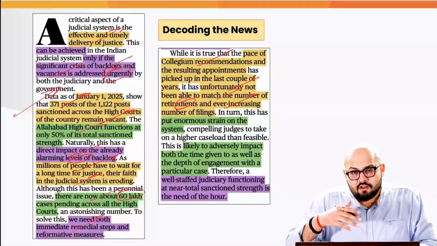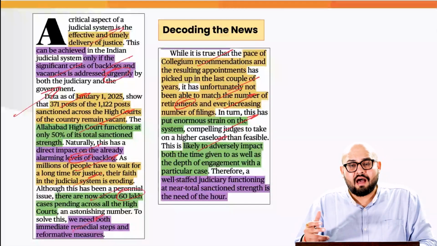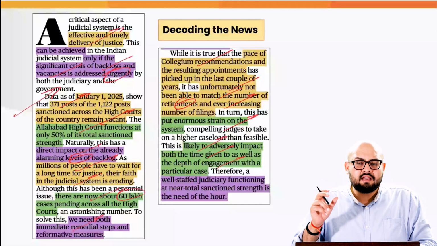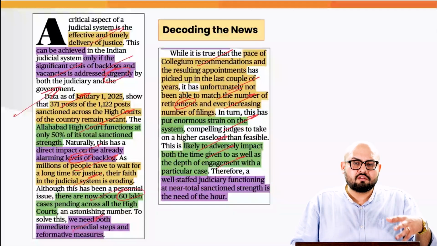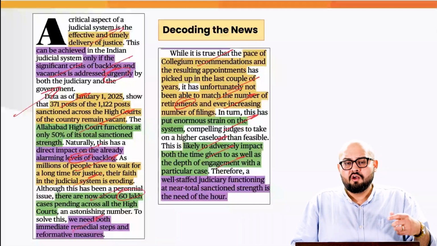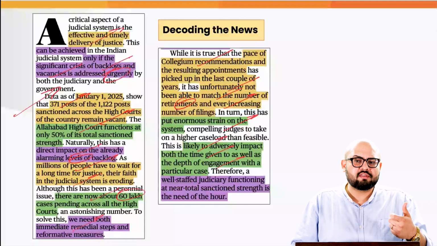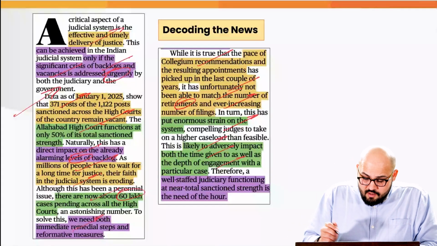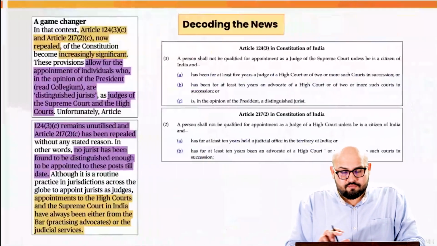Now, this has put enormous strain on the overall judicial system, and is likely to have an adverse impact on both the time given as well as the depth of engagement with a particular case. See, if you have a number of cases and the judges are forced to resolve them at a faster pace, obviously they won't deliberate, they won't give importance to the facts of the case, and it would lead to a sort of miscarriage of justice, right? Therefore, a well-staffed judiciary functioning at near total strength is the need of the hour.